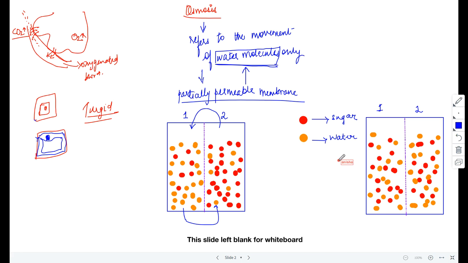Okay. Yeah, so both of them have equal. So that's why at the end, what I said is it's the movement of water molecules from high to low concentration through a selectively permeable membrane until it's equal. So that. Yes. Okay.